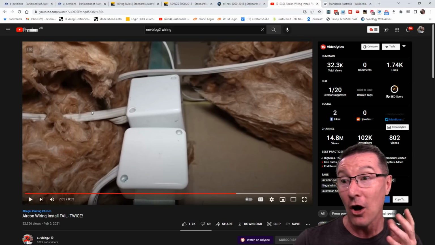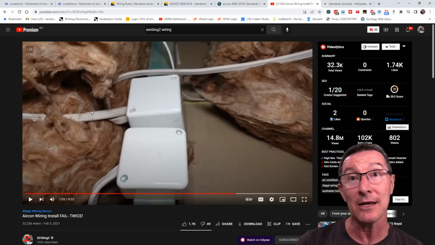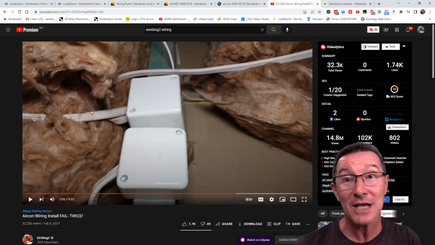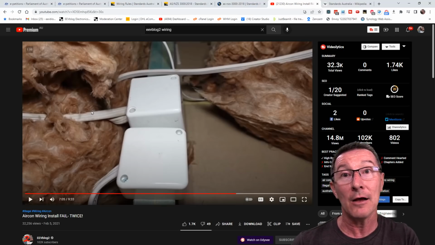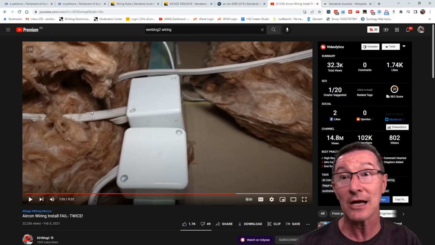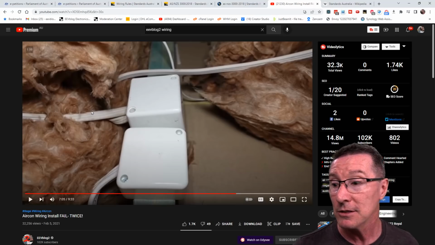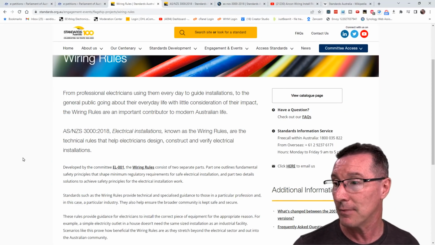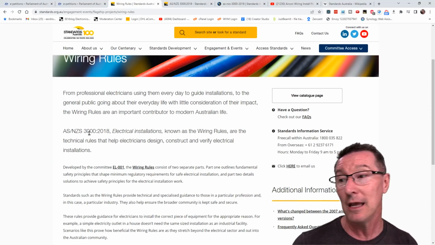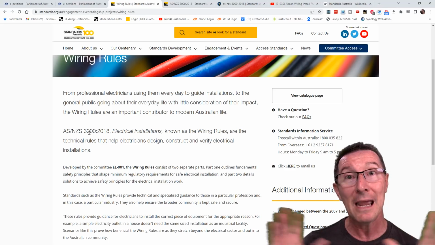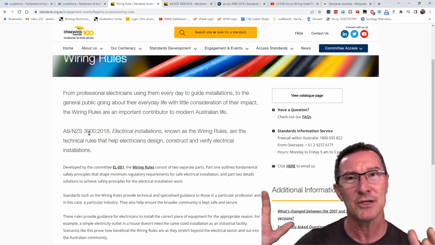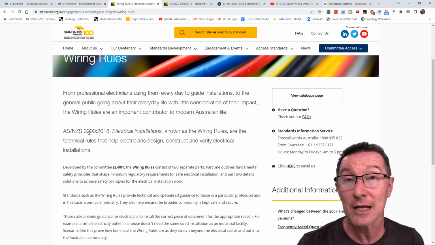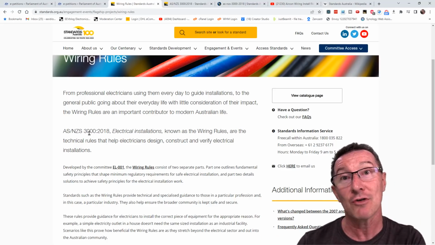And I actually needed access to the standards to verify whether or not the wiring in my house was actually legal or not. And a viewer who has access to the standards had to send me the relevant section for it. And just to give you an example, this is AS 3000. It's the standard that all mains wiring, house wiring and industrial wiring, when your electrician comes to install something, they have to follow Australian Standard 3000.